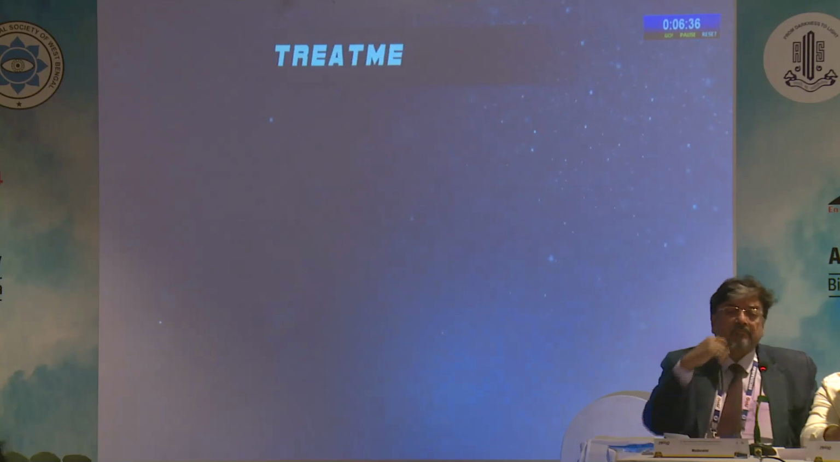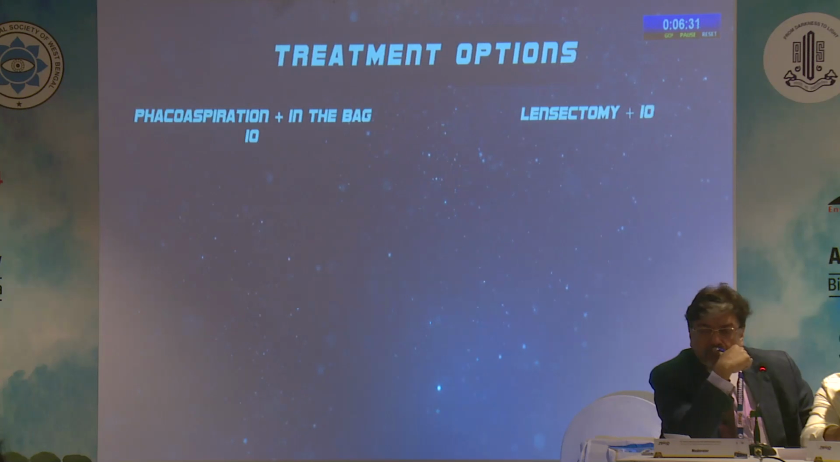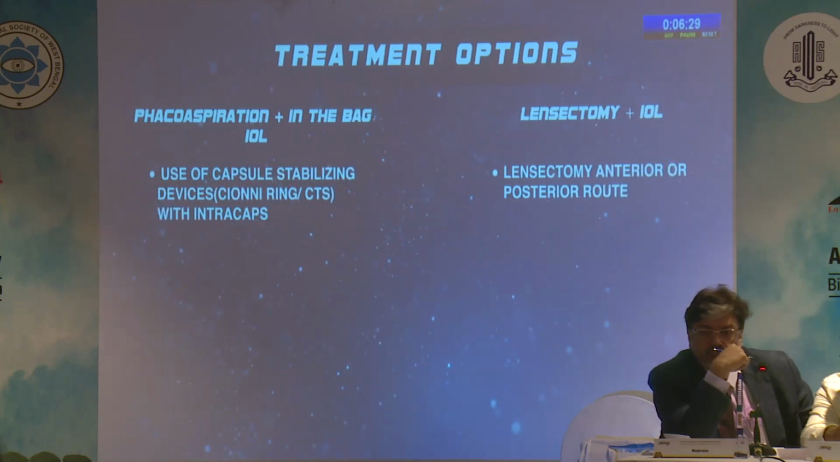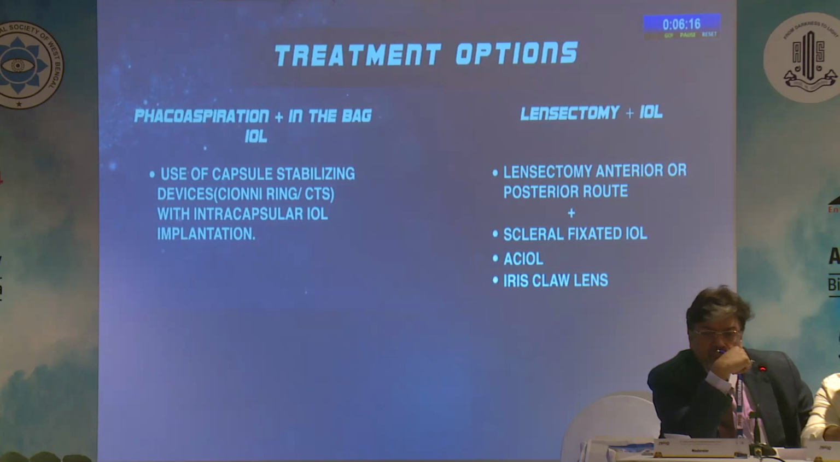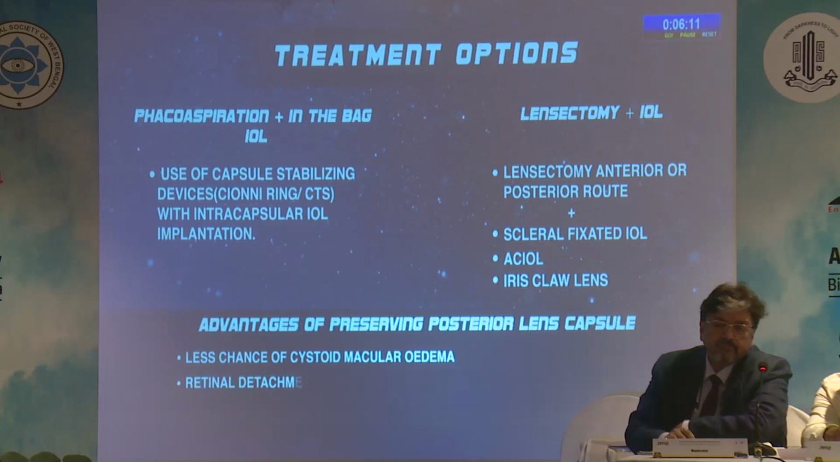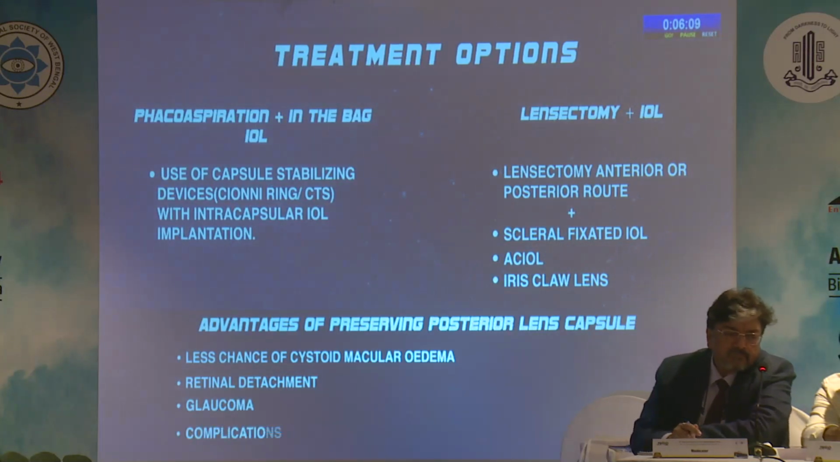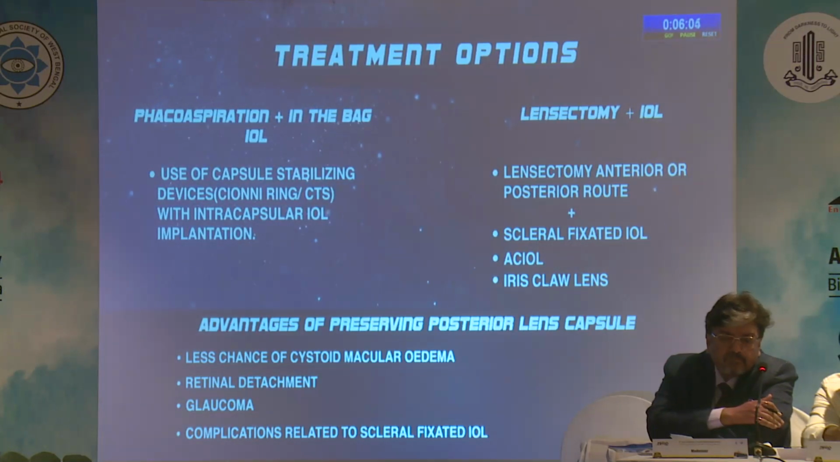Treatment options for this include phacoaspiration with in-the-bag IOL using capsule stabilizing devices like Cionni rings or capsular tension segments with intracapsular IOL implantation, or lensectomy with IOL implantation using a scleral fixated IOL or an AC IOL or an iris claw lens. Advantages of preserving the posterior lens capsule include fewer chances of cystoid macular edema, retinal detachment, glaucoma, or any complications related to the scleral fixated IOL.